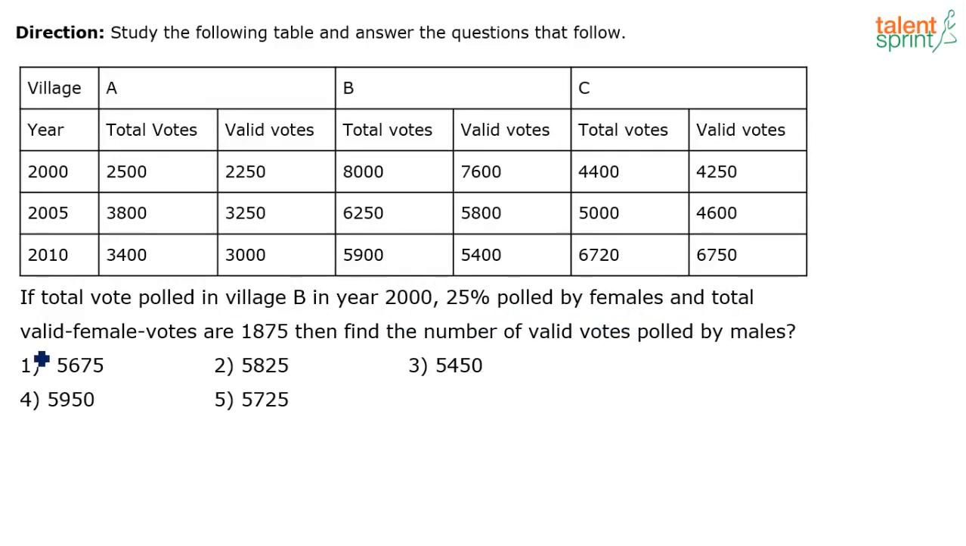And the total valid female votes are 1875. Valid votes which have been cast by females are 1875. Then find the number of valid votes polled by males. So interesting one there. Should not take more than 30 seconds. Your clock starts now. Let's see how many of you get the right answer.